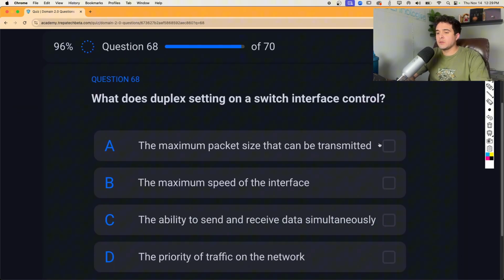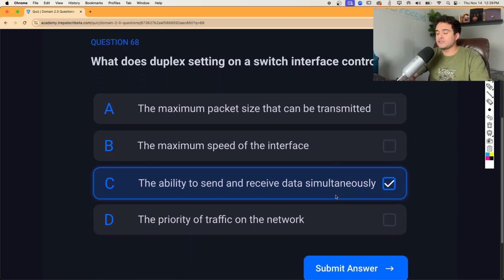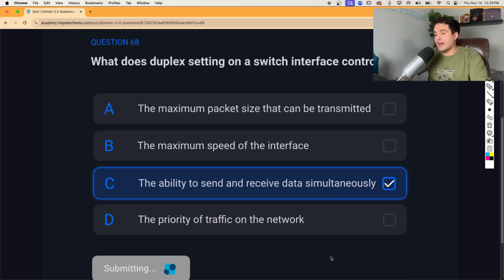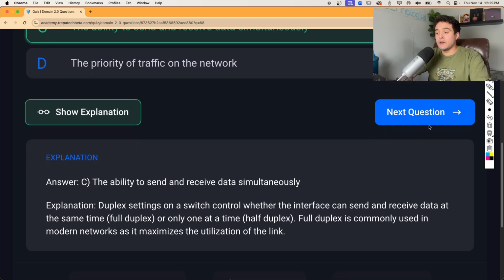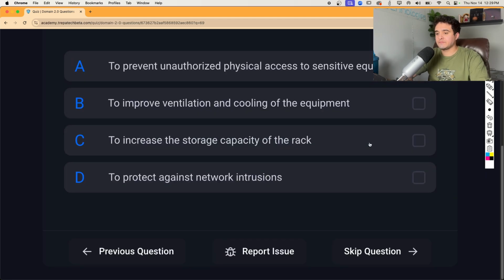Question 68. What does duplex settings on a switch interface control? The ability to send and receive simultaneously. Full duplex, you can send and receive on any Ethernet segment per cable. With half duplex, it's send or receive, which we don't like. We don't use it anymore. We don't have hubs and repeaters anymore. Go ahead and pause the video to read the explanation.